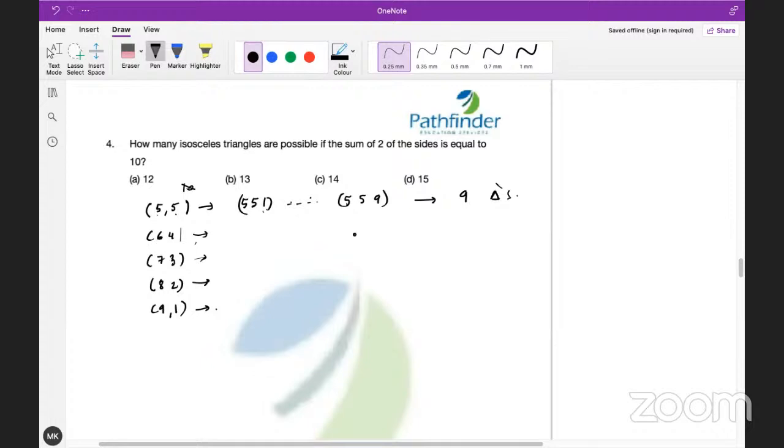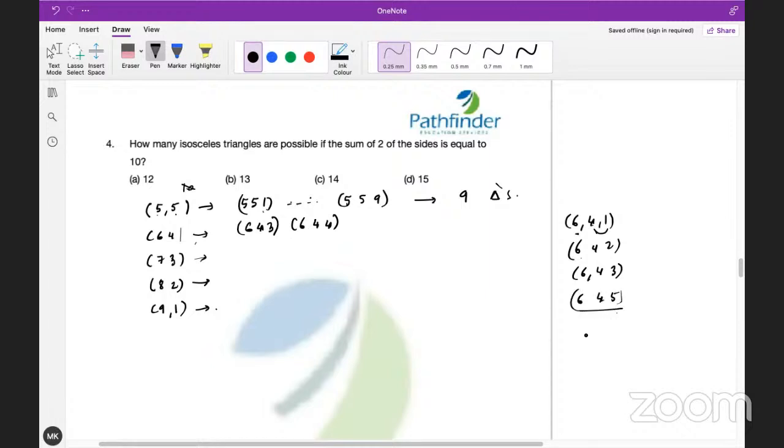Now for 6, 4, I can't have a triangle which is 6, 4, 1. Why? 1 and 4 is not greater than 6. I can't have a triangle 6, 4, 2 also because 4 plus 2 is 6. Can we have a triangle which is 6, 4 and 3? Yes, we can have a triangle that is 6, 4 and 3. Correct? 3 plus 4 is 7, greater than 6. Any other triangle? 6, 4, 4. What about 6, 4, 5? Can we have a triangle?